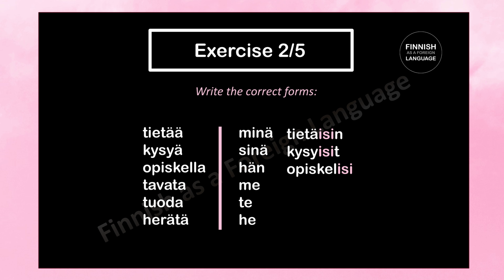Next one, form the first person plural conditional mood of the verb tavata. Excellent, the answer is me tapaisimme. We would meet. Next one, form the second person plural of the verb tuoda. That's right, the answer is te toisitte. Next one, form the third person plural conditional mood of the verb herättää. Excellent, the answer is he heräisivät. Very good. The next task is to fill in the gaps.